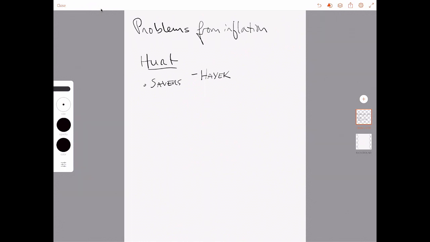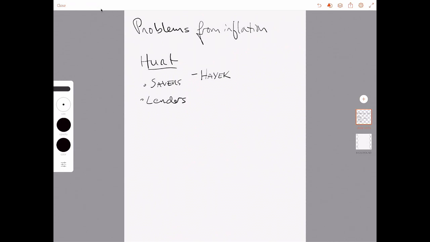And that led Hayek and the Austrian School of Economics to look at inflation as the great evil of macroeconomics, the thing that had to be dealt with to the extent of anything else. Inflation can really hurt this group of people, savers. But inflation can also hurt other people.